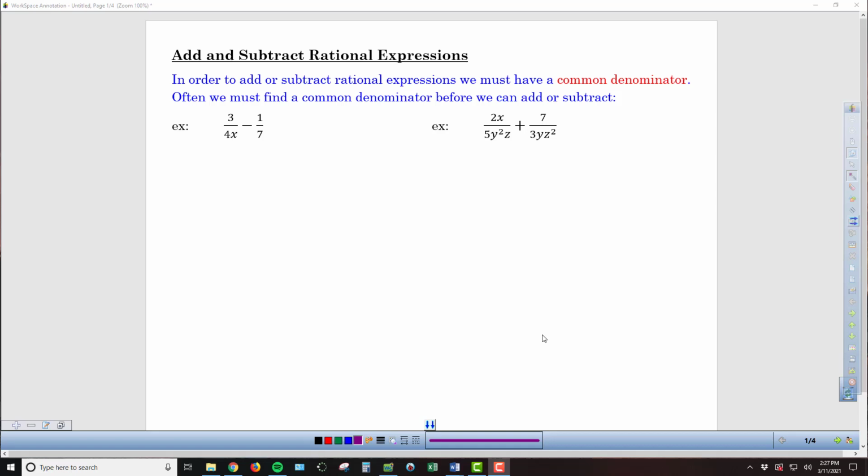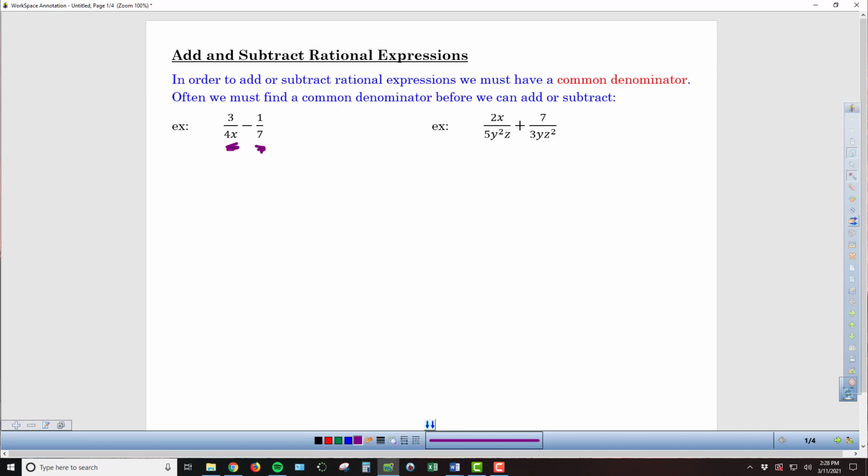Sometimes when tasked with adding or subtracting rational expressions, we don't have common denominators from the outset. So we have to find what that common denominator is. So in this case, we need to look to see what both 4 and 7 divide into evenly, as well as what variables need to be present in both denominators.